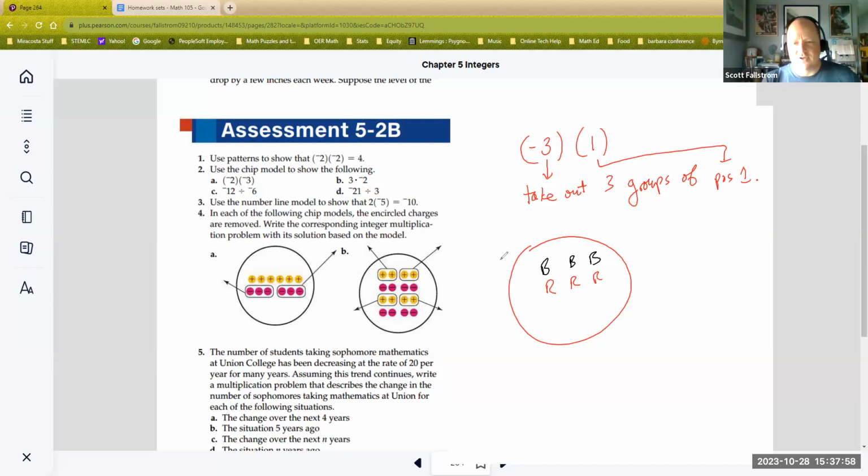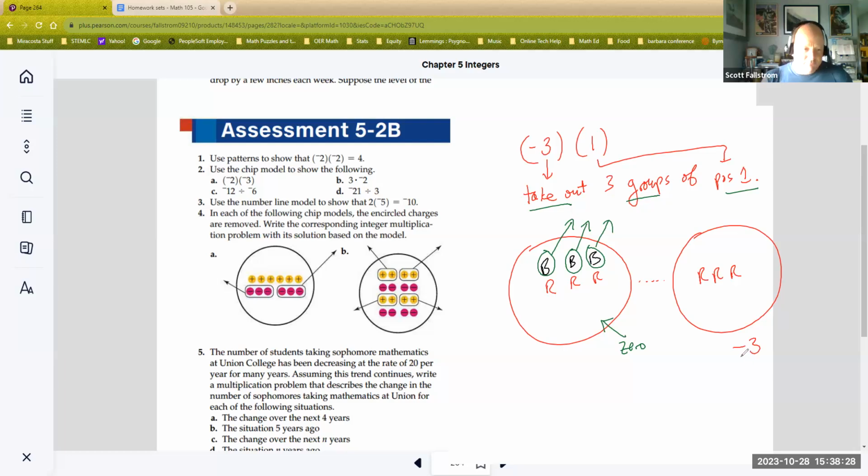All right, so let's take a look. So now what I have right here, this is 0. It is 0. There's nothing here because they're all 0 pairs. And it says now take out 3 groups of +1. Okay, well, here's one group of +1, one group of +1, one group. There's 3 of them. And so I'm going to take out 3 groups of +1. And then the end result becomes red, red, red, which is the same thing as -3.